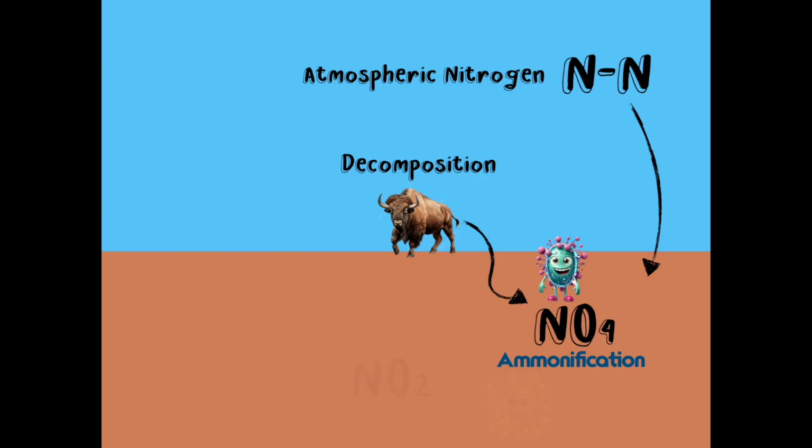It's actually poisonous, so it needs to get transformed again. So you have another species of bacteria that will transform ammonia into nitrite. This step, along with the next step, is called nitrification, okay, changing ammonium into nitrite and nitrate.